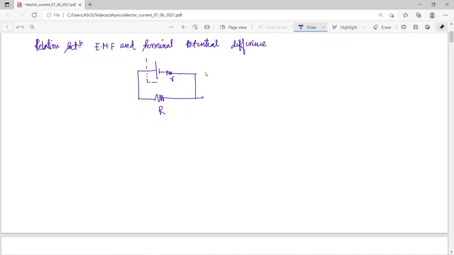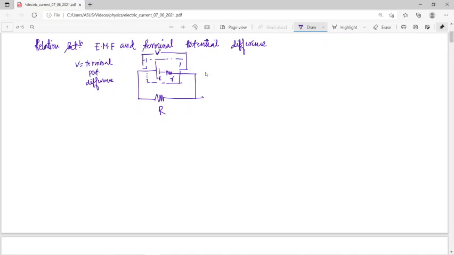If we measure it across this, that means if we measure here, there is an EMF E as well as an internal resistance that is actually connected with the battery. So this is nothing but E, and the voltage that you measure, that means this one, is nothing but V, capital V. That is nothing but the terminal potential difference.